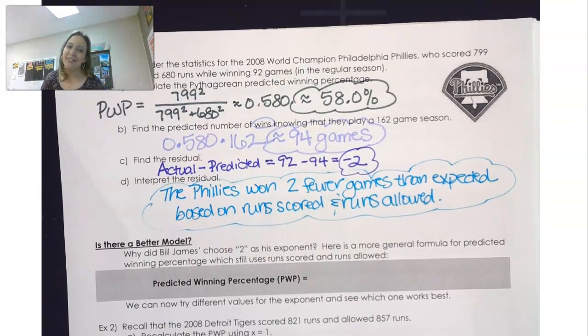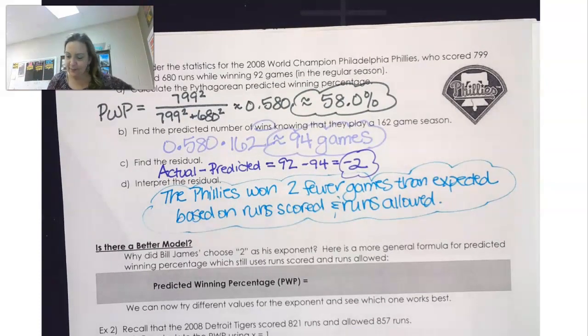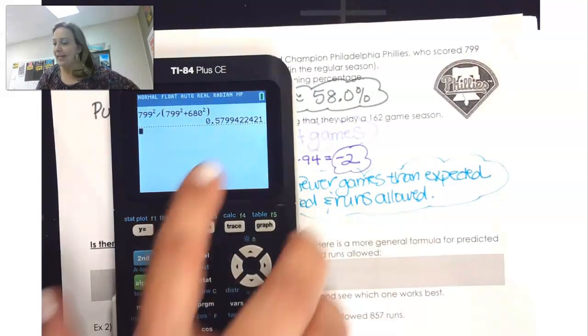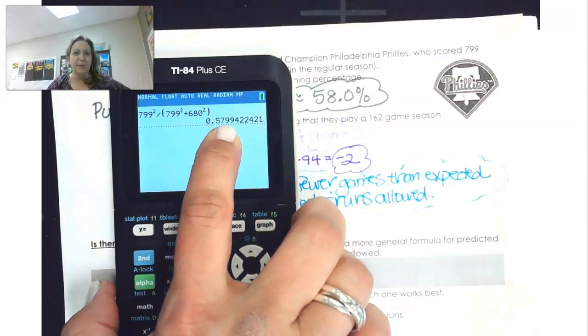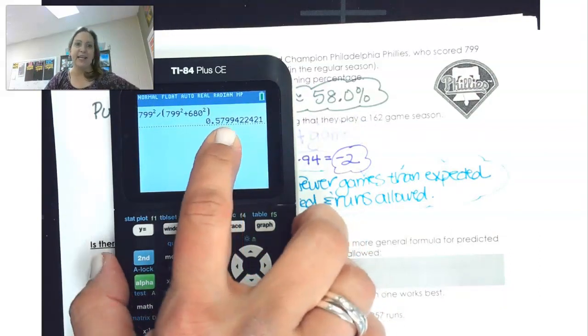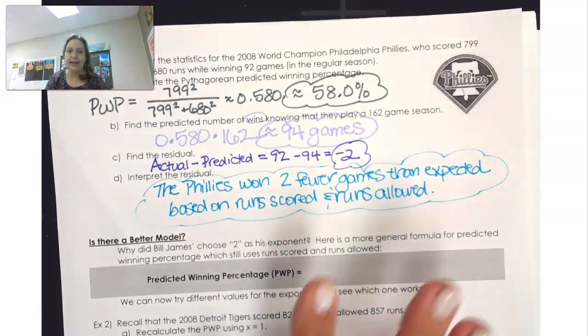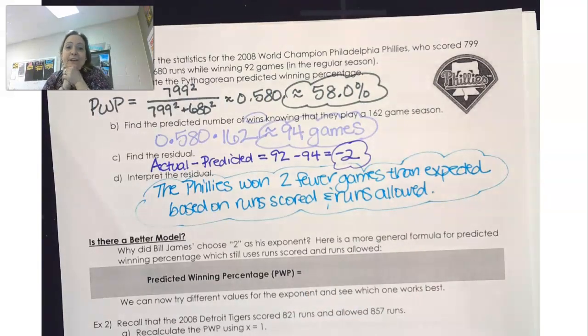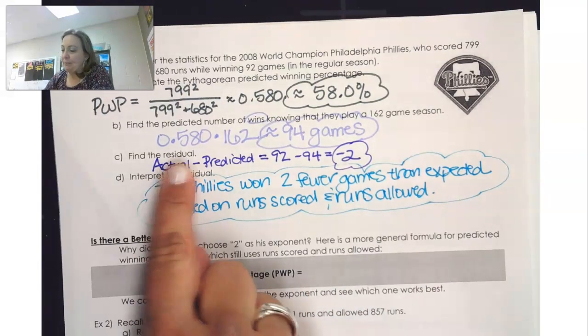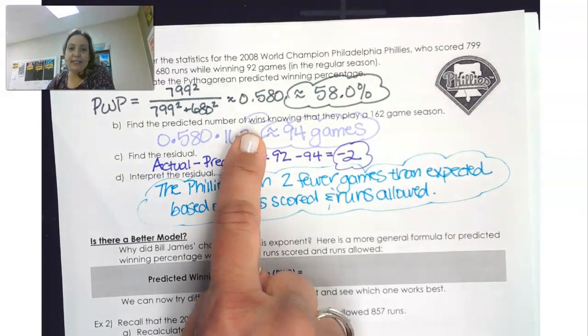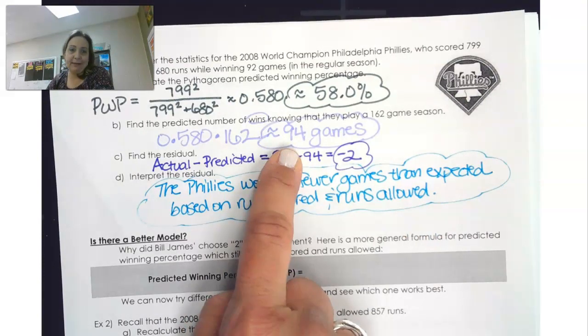Okay, let's see how you guys did. For the predicted winning percentage, I ended up getting 0.580 or 58.0%. Again, I know that sometimes it can be uncomfortable when a 9 bumps the 79 up to an 80, but technically if we're rounding to the nearest thousandth, that's what we would want to have. Then we take the decimal and we multiply it by the total of 162. And now this is predicting that we have 94 games.